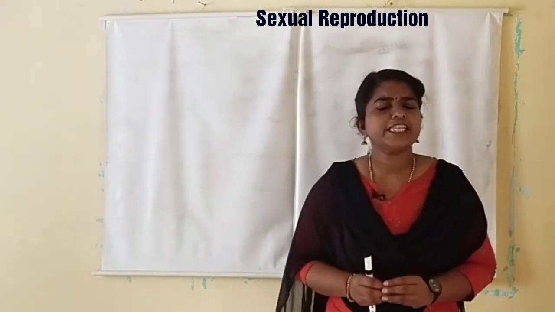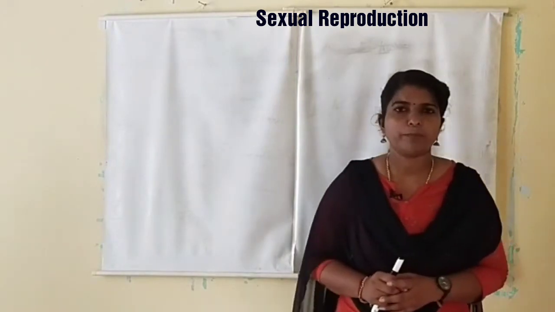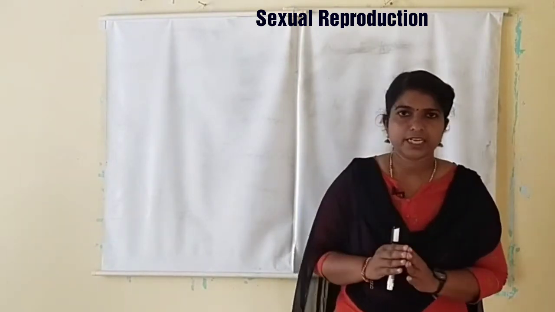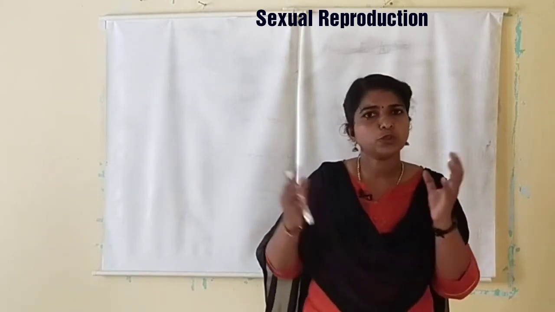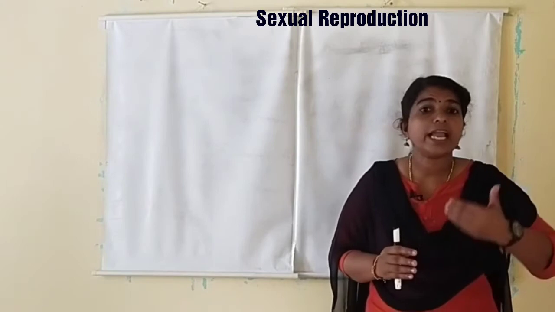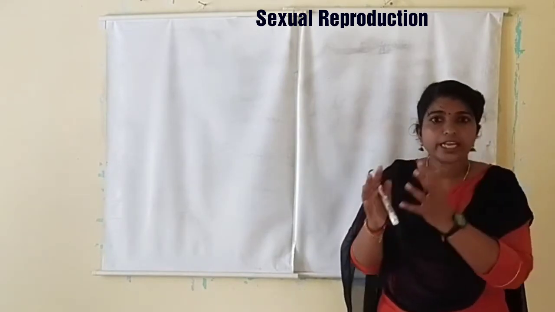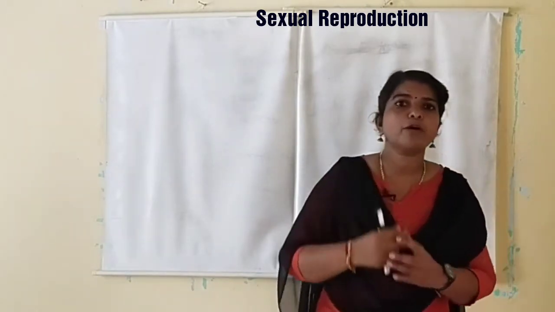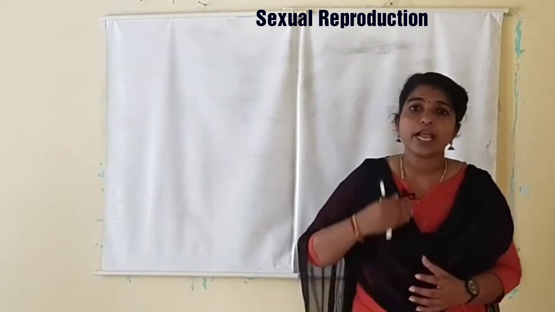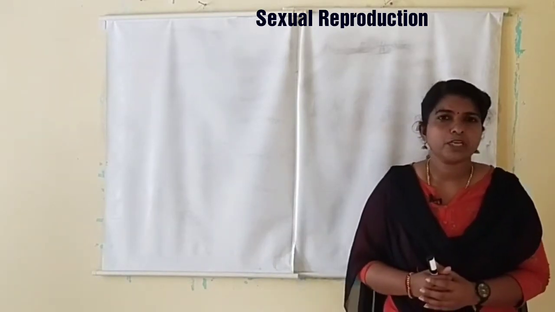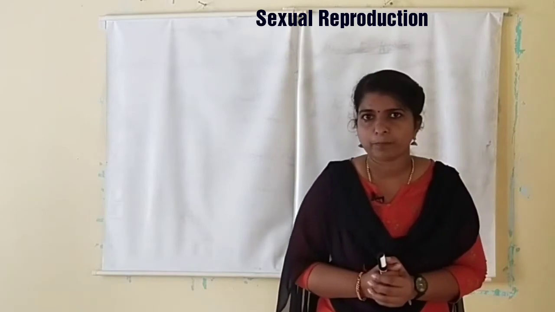But it creates a difficulty, it creates a problem. If the new generation is to be a combination of DNA copies of two individuals, it will end up in an organism having double the number of chromosomes, double the amount of DNA. So how to solve this problem?